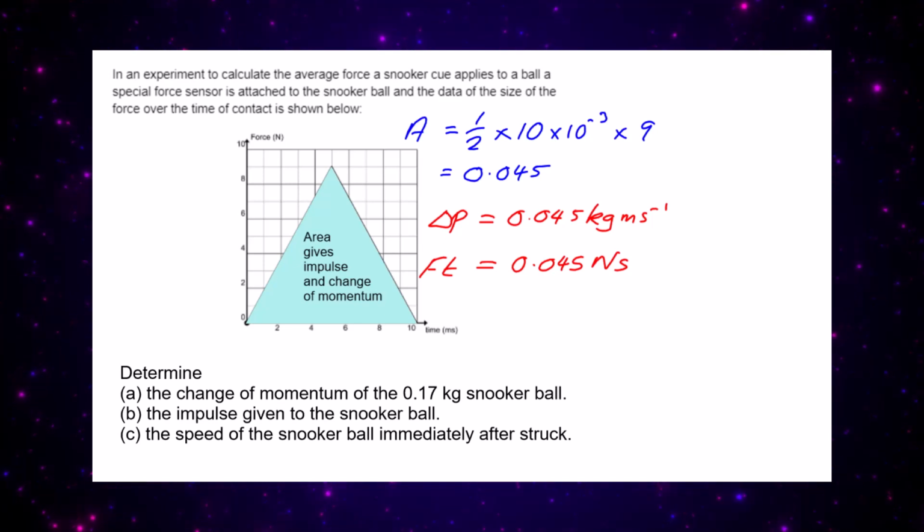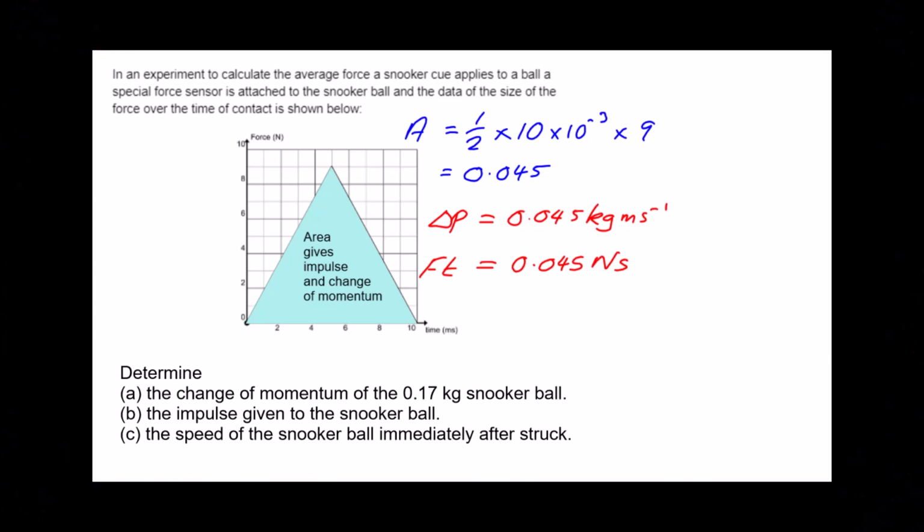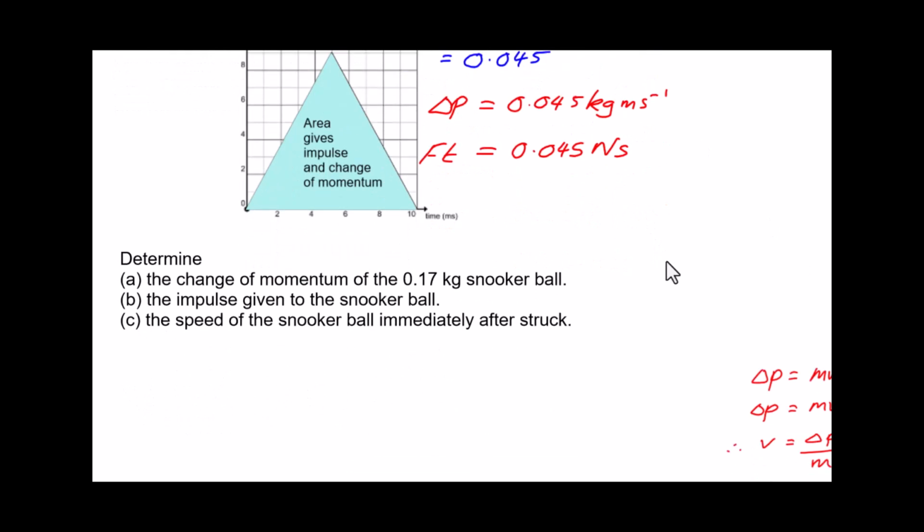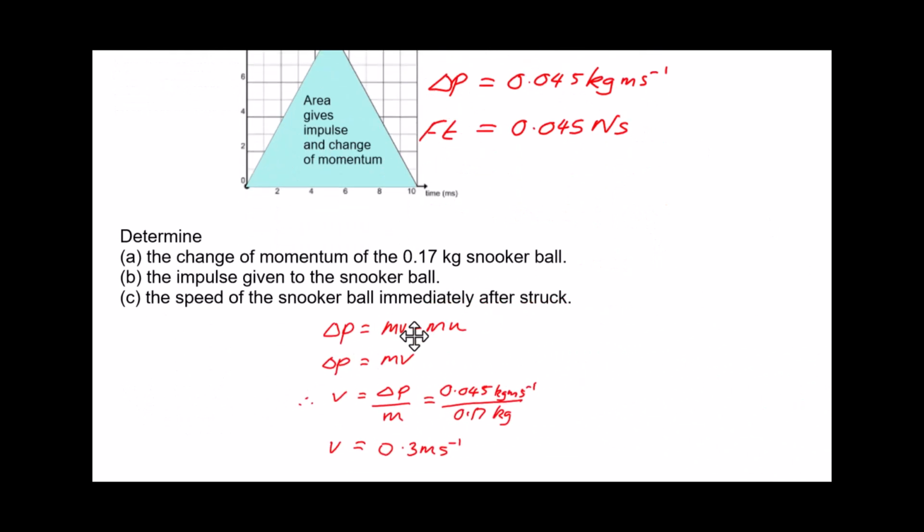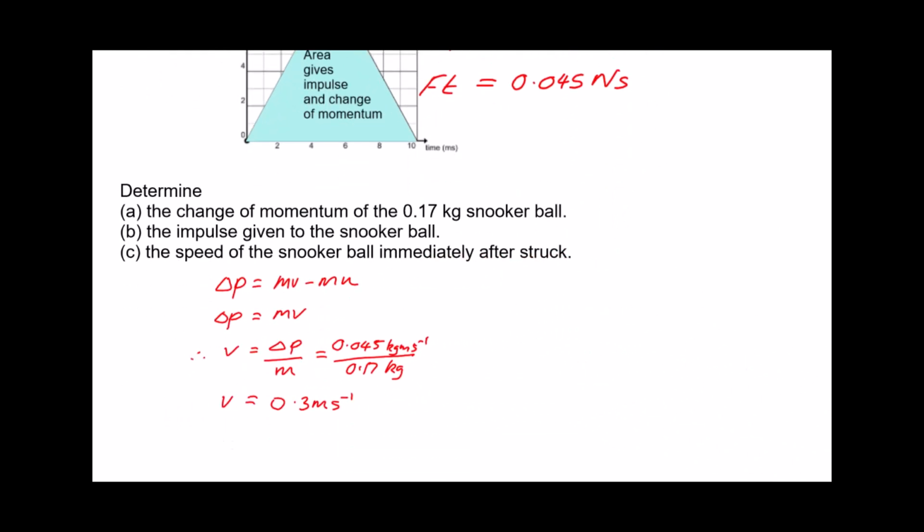Now, a common question after this is to find the speed of the snooker ball immediately after it's been struck. Or in other words, find the speed of the ball immediately after its change of momentum has occurred. So what we do in this case is the following. We just simply do the equation work like this. The change of momentum, delta P, is going to equal mv minus mu, where mv is going to be the final momentum and mu is going to be the momentum before.